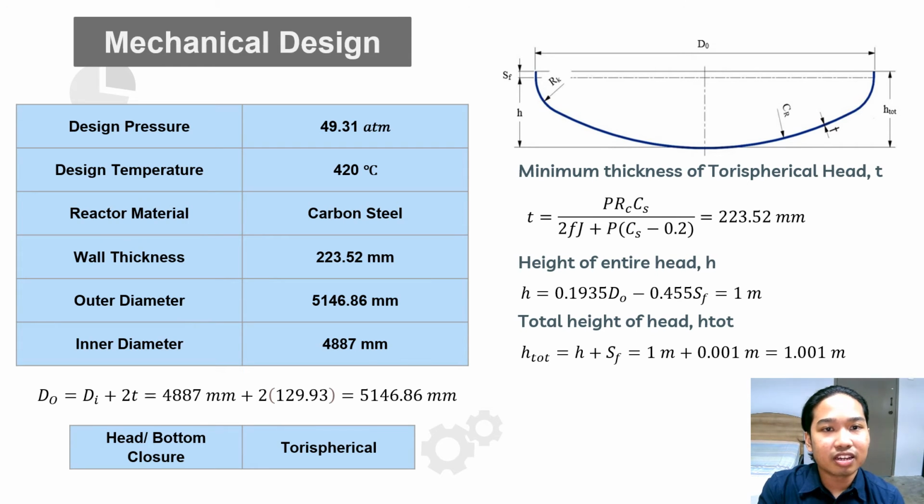The internal diameter was based on the HYSYS value and it was used to calculate the outer diameter, and we got the value of 5146.86 mm. For the head and the bottom closure, the principal type used is torispherical heads. For the minimum thickness, it was calculated and we get 223.52 mm. For the total height of the head, the straight face of the head cover was assumed to be 10 mm and the value that we got from the calculation is 1.001 meter.